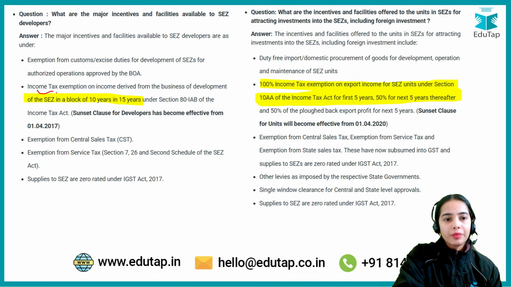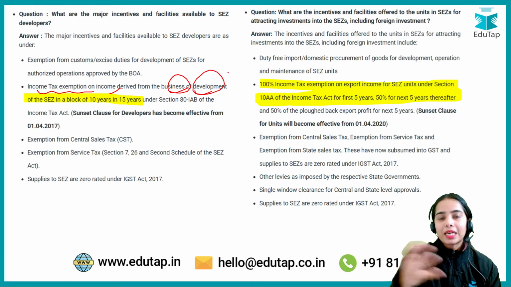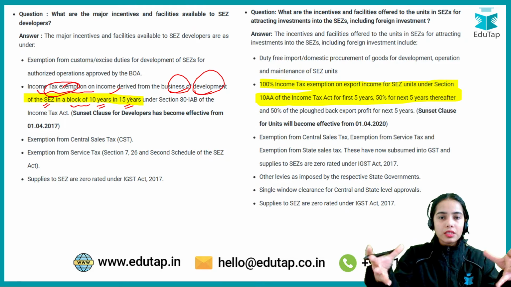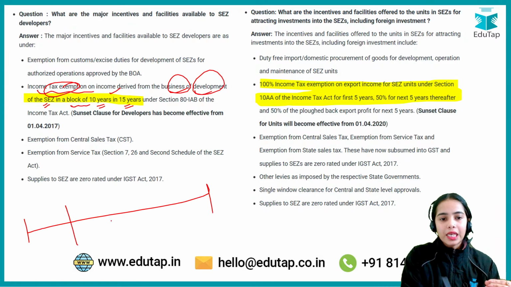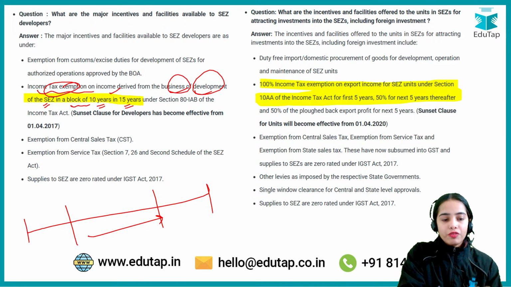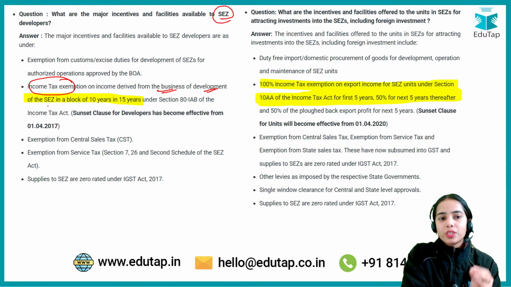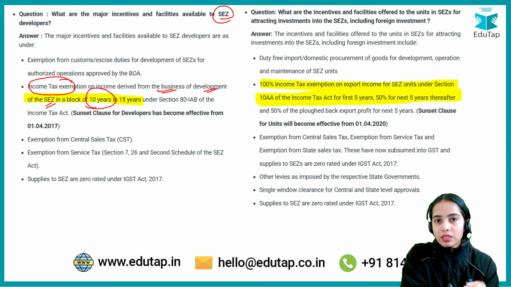Now next is income tax exemption on income derived from business of development. If there is the development that is happening of the special economic zone, income tax exemption is for a block of 10 years in 15 years. So in the 15-year time period, you can take that, okay, for these 10 years I want income tax exemption. This is for the developers of the special economic zone. If you are developing the special economic zone, then you can have the income tax exemption from the business of development of special economic zone for 10 years. Income tax exemption can be provided in the block of 15 years.